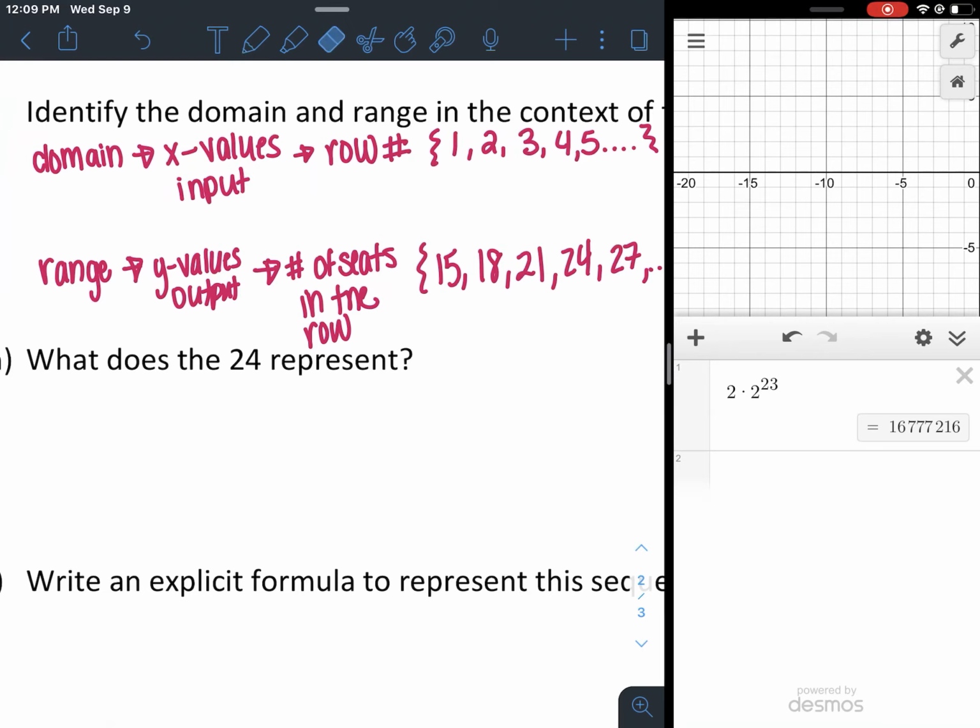Next one, what does the 24 represent? So this 24 right here, 24 seats, because that 24 was the number of seats in the first, second, third, fourth row. In the fourth row.